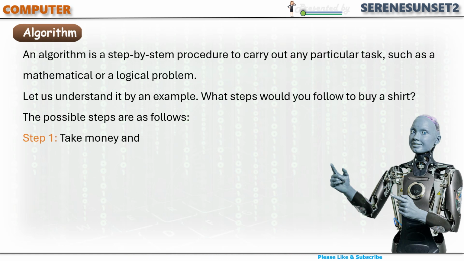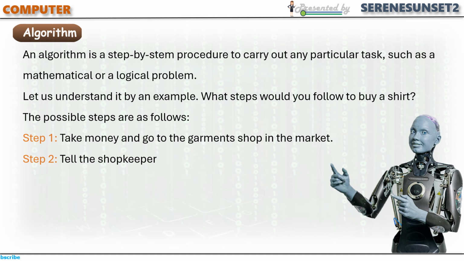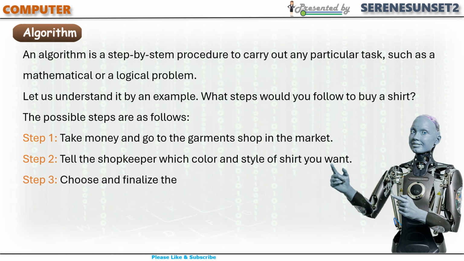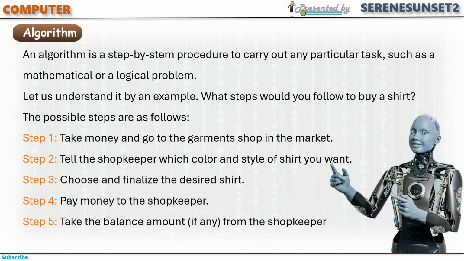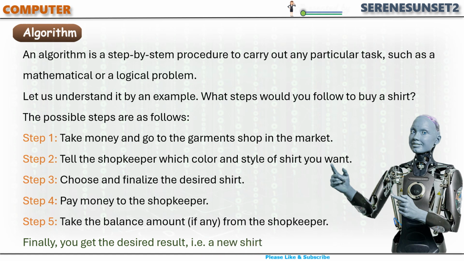Step 1. Take money and go to the garments shop in the market. Step 2. Tell the shopkeeper which color and style of shirt you want. Step 3. Choose and finalize the desired shirt. Step 4. Pay money to the shopkeeper. Step 5. Take the balance amount, if any, from the shopkeeper. Finally, you get the desired result, i.e., a new shirt.